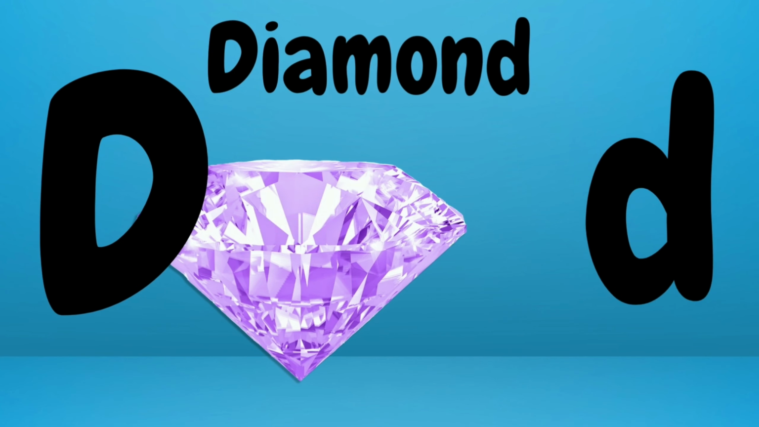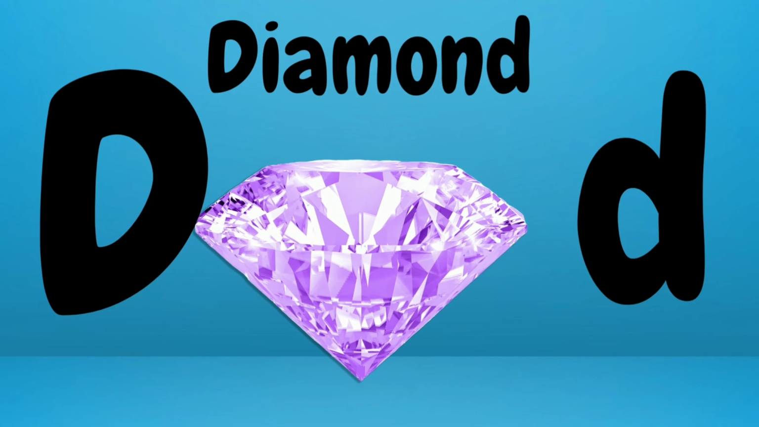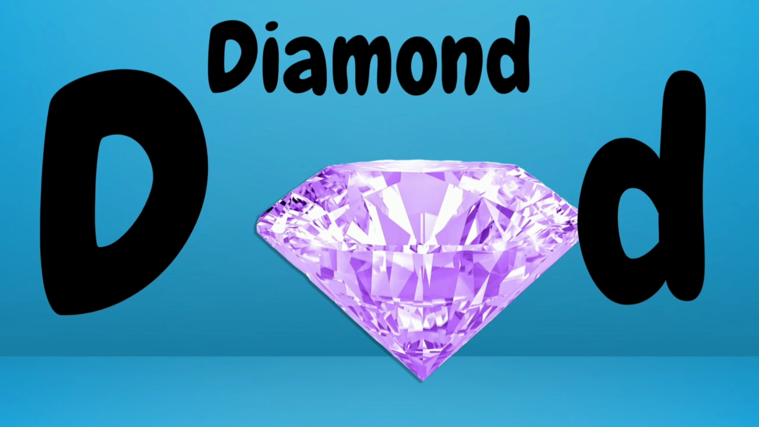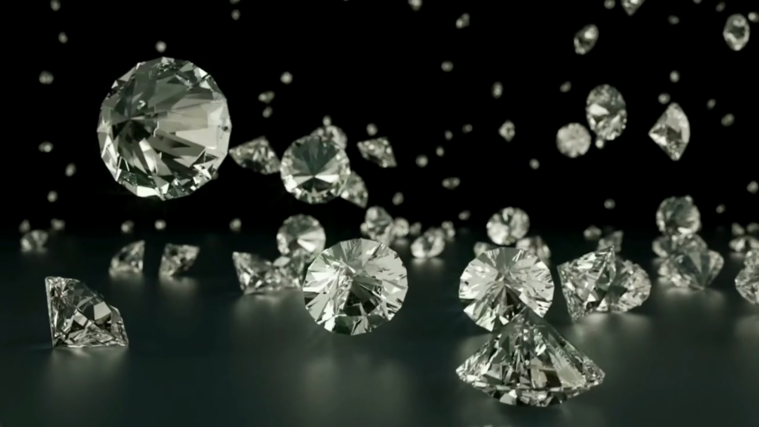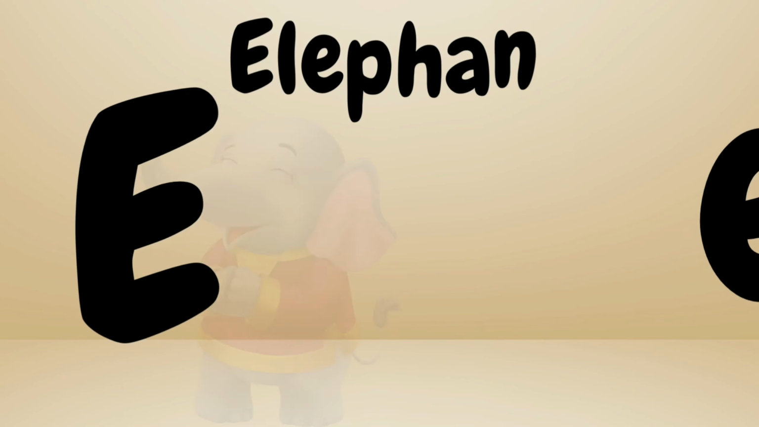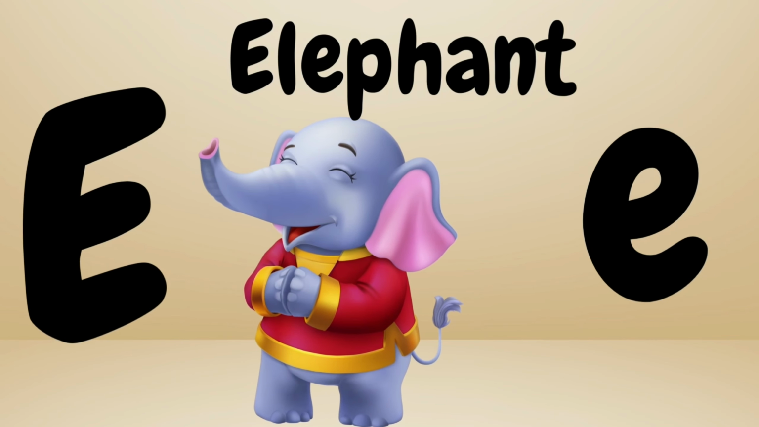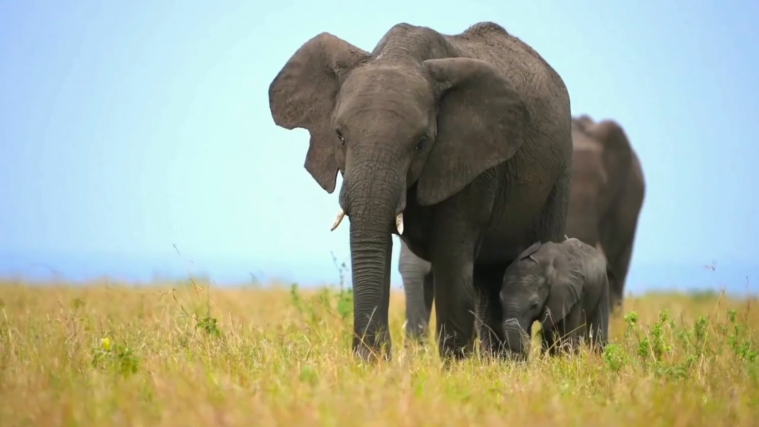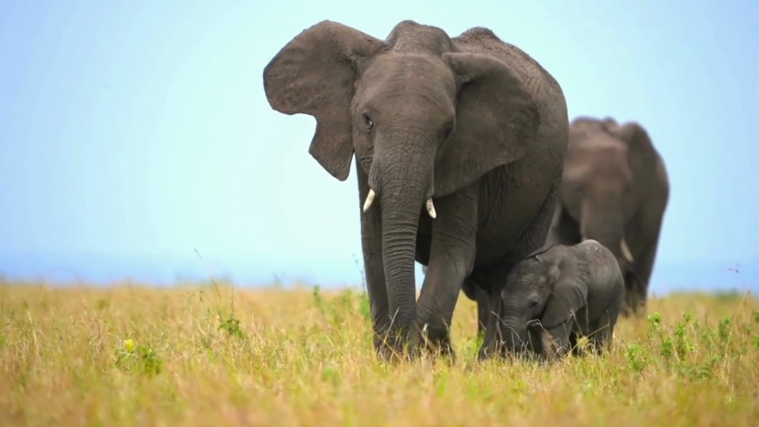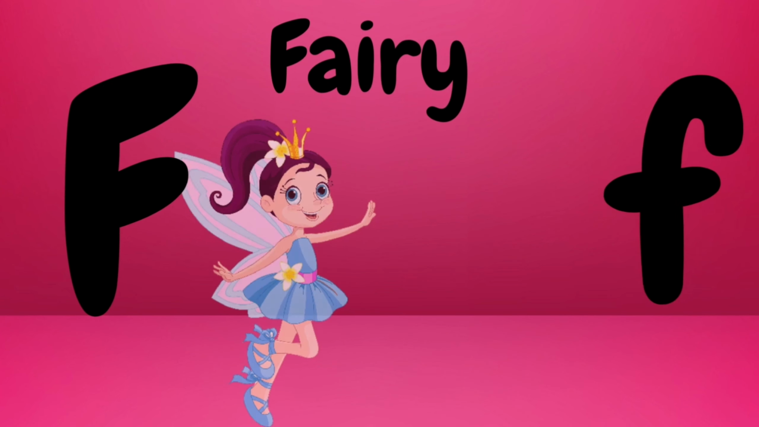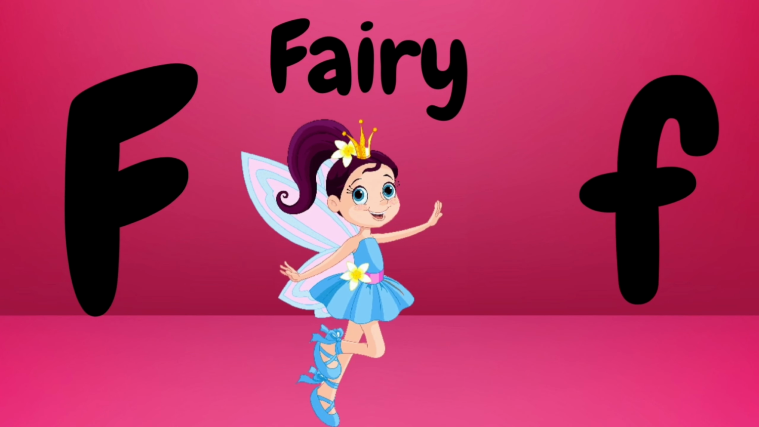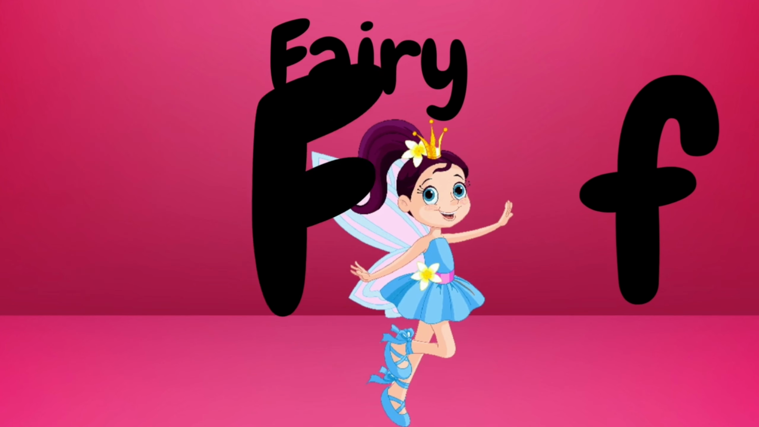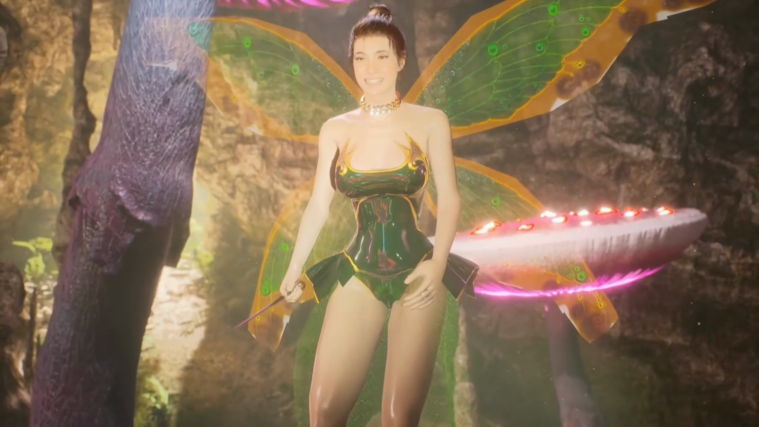D is for diamond, diamond, diamond. This is a diamond. E is for elephant, elephant, elephant. This is an elephant. F is for fairy, fairy, fairy. This is a fairy.